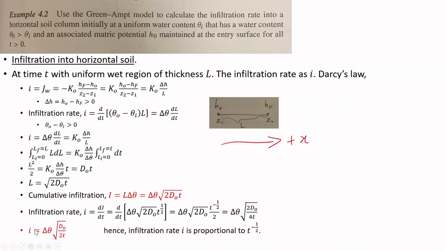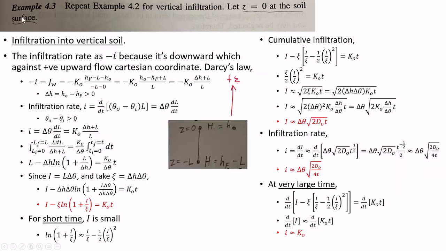All right, so you can see that the infiltration rate I is actually proportional to time to the power -1/2. Okay, so here's example 4.3. Example 4.3 repeats example 4.2, but now we do it for vertical infiltration. I'm not going to discuss the derivation, as it is already given here. If you're interested, you can look more into this.